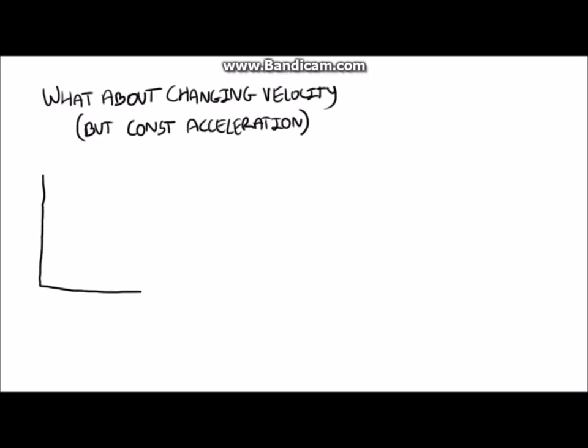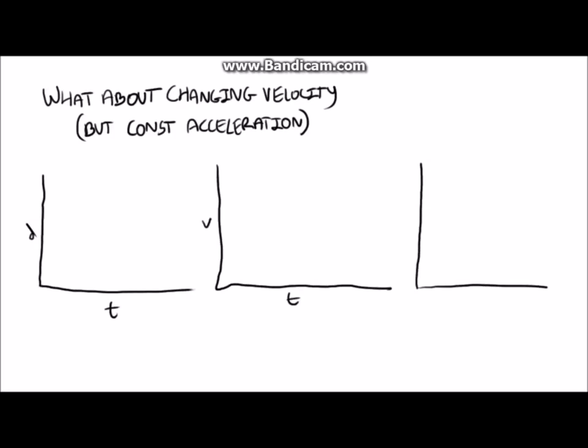Okay, but what about changing velocity? How would you calculate things? How would you graph that? So we're going to say there's constant acceleration. So you're going to need three graphs, one of displacement, one of velocity, and one of acceleration. The displacement versus time graph with constant acceleration looks like a parabola. The velocity versus time, a diagonal line, and the acceleration versus time, a horizontal line.